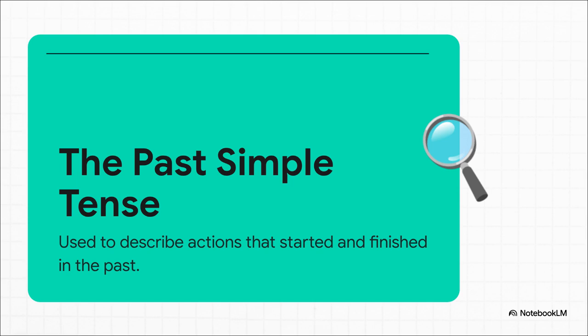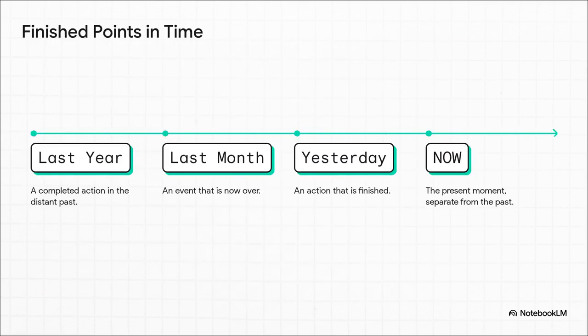Over. Finished. This timeline shows it perfectly. See? Whether something happened last year, last month, or just yesterday, boom, it's a finished point in time. It's totally separate from the present moment, which is right here, now.